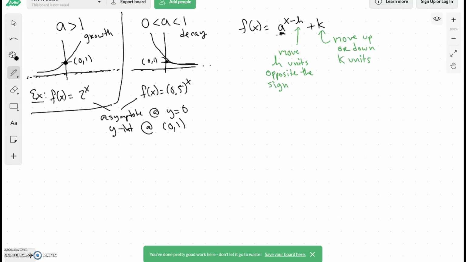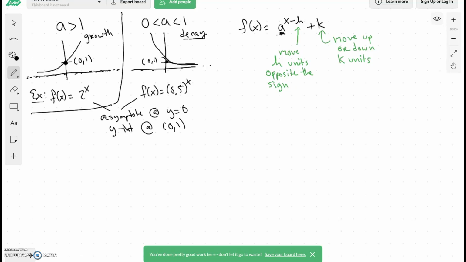So for example, the function f(x) = 2^x is going to look like that. However, if the number is between 0 and 1, then in that case we're going to have exponential decay. So it's going to be going down. It's going to go through (0, 1), and you're going to have this horizontal asymptote. For example, I put here 0.5^x is going to have that. So this is basically what we have.